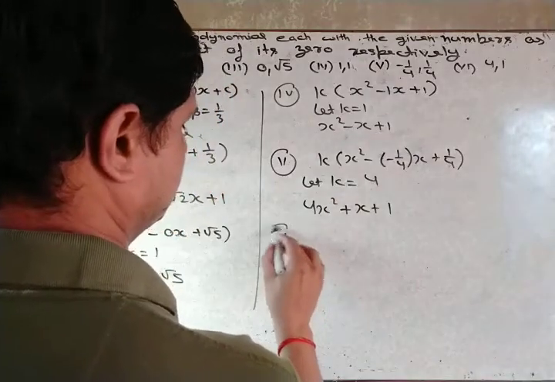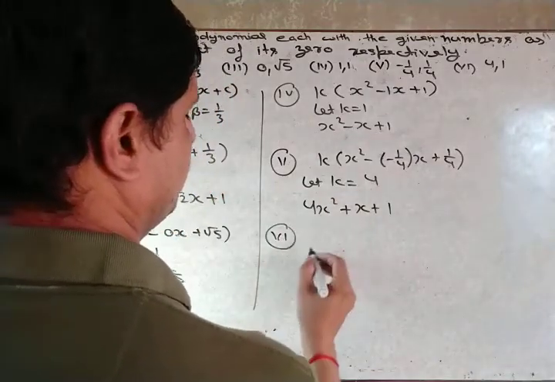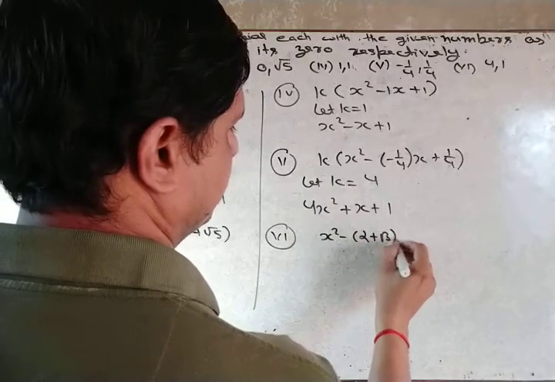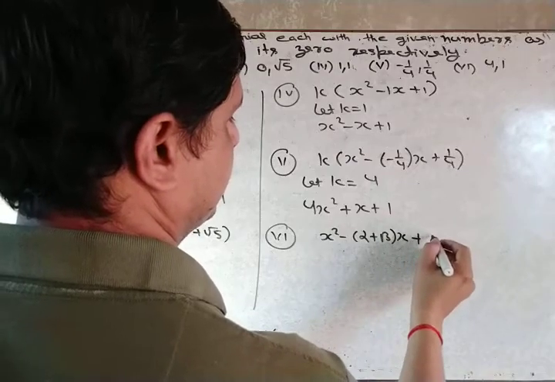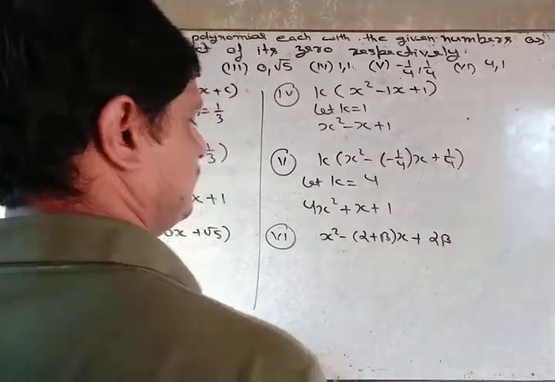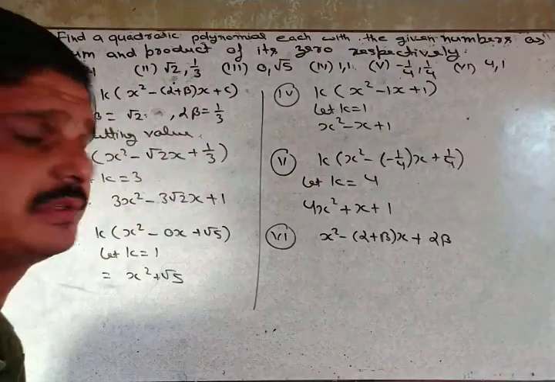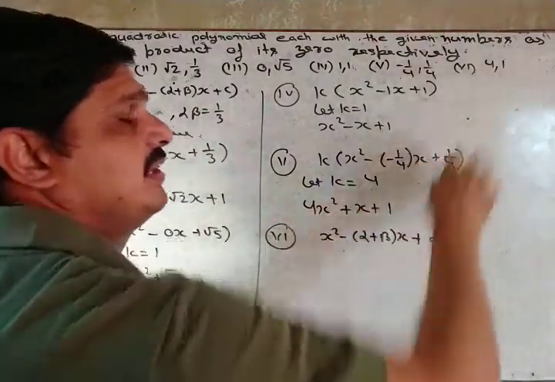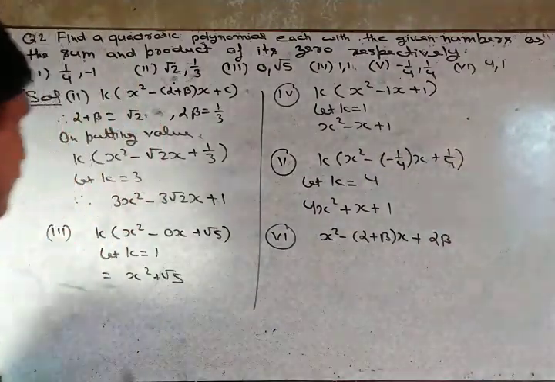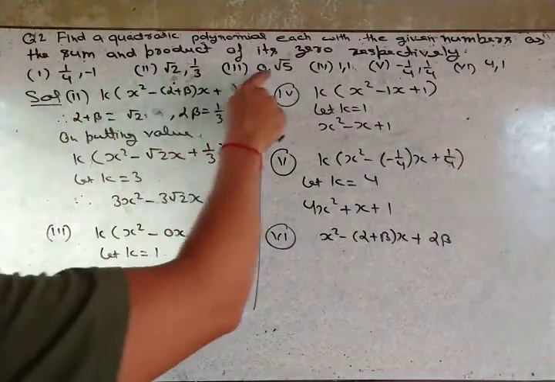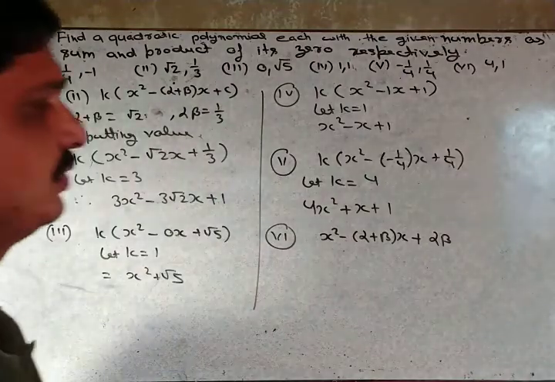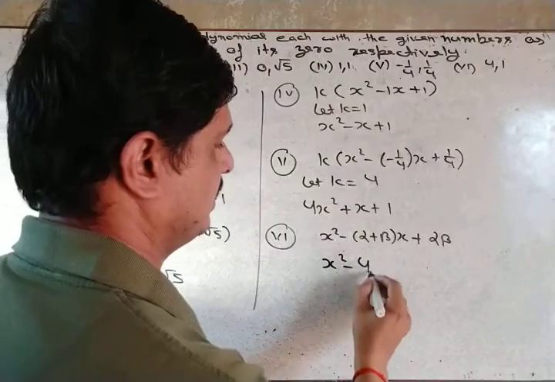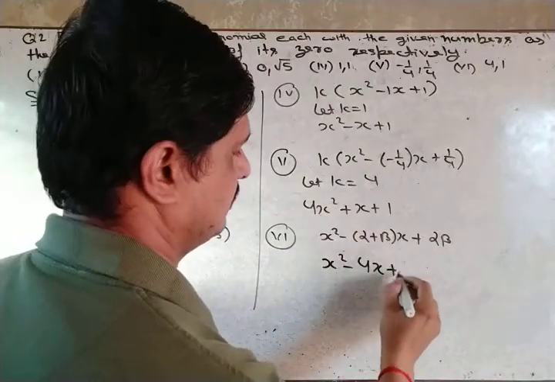Question number 6. You can assume the polynomial to be x square minus, because you take the concept, not mugging up. I have not taken k here because I know that there is nothing in the denominator. So you can skip it if there is nothing in the denominator. Okay. So you can write x square, sum is 4 x and plus 1.